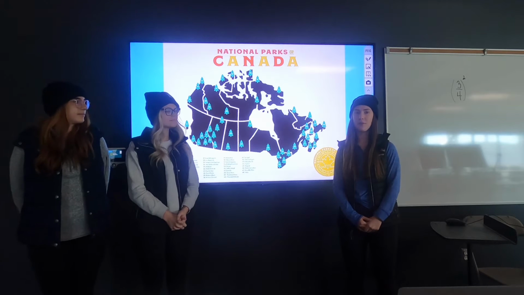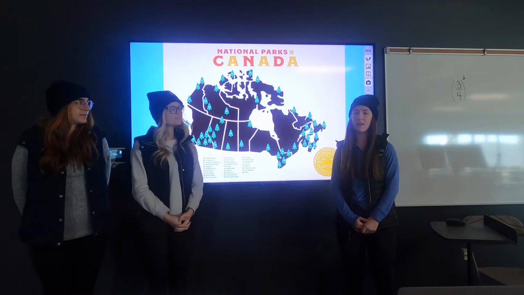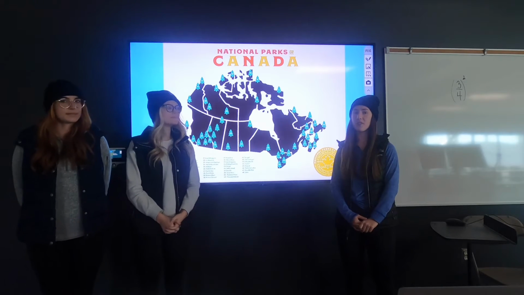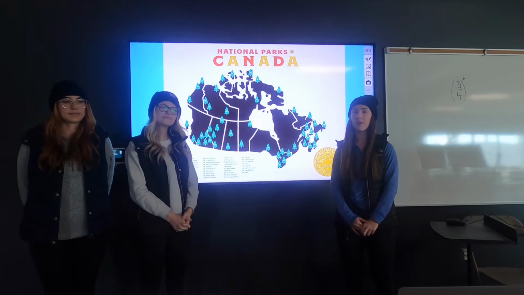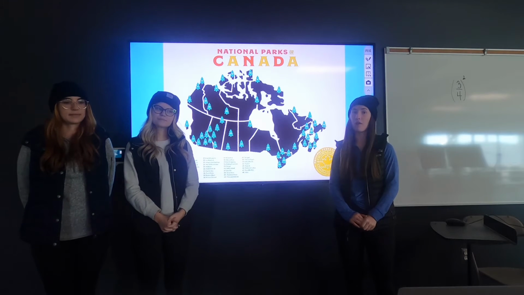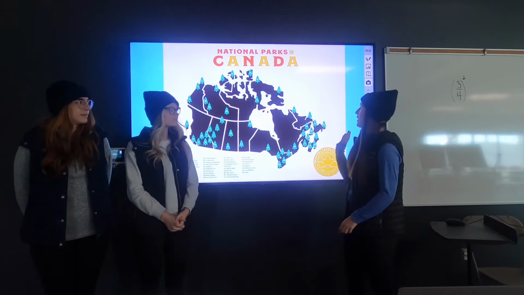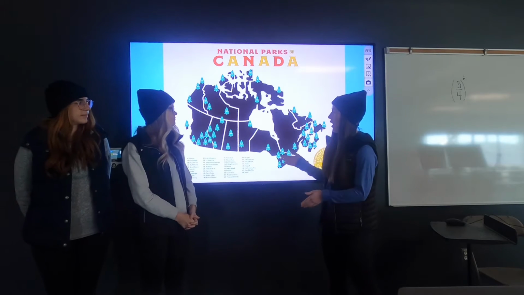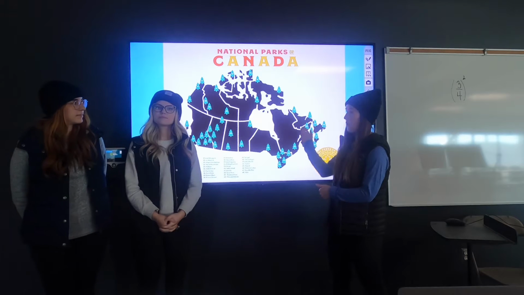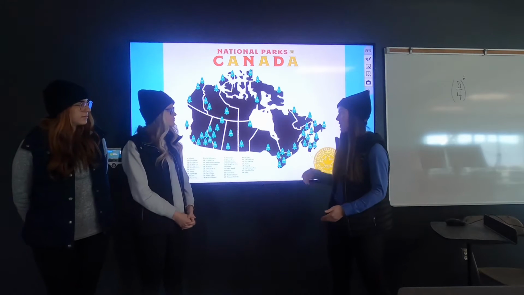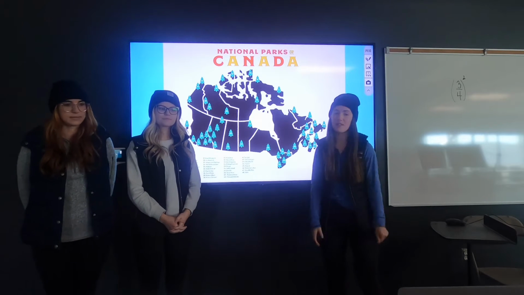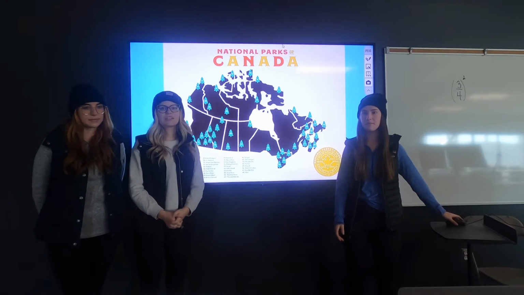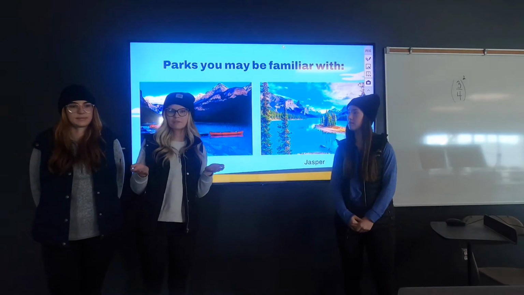30 regions are currently represented by national parks and national park reserves, and some regions contain more than one park. There are 9 regions in Canada that are not yet represented. As you see in the picture here, each tree represents a different national park. There are some areas you see that don't have many national parks, and that just means that they are one of the 9 that are unrepresented. Here are some national parks that you might be familiar with.